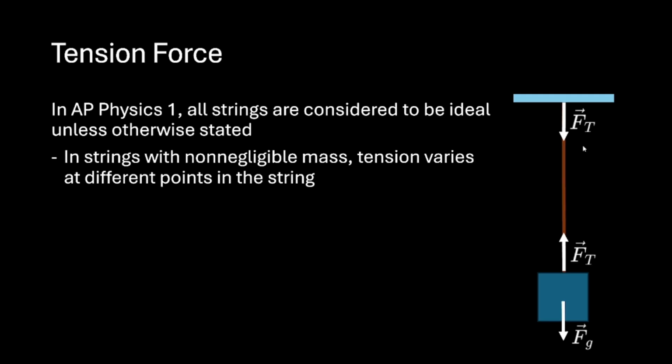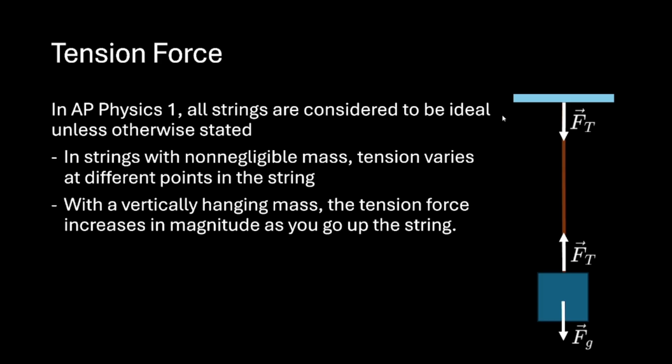Now, if we have a non-ideal string, it'll have non-negligible mass, or actual mass. Tension varies at different points in the string. With a vertically hanging mass like the one shown, the tension force increases in magnitude as you go up the string, because if you're at this point at the top, there's more mass hanging below you to pull on than at the bottom of the string, which is why when you try pulling on a vertically hanging rope, it'll usually break from the top, because there's more force at the top, and it might reach the maximum tension force that it can support much faster than the bottom.